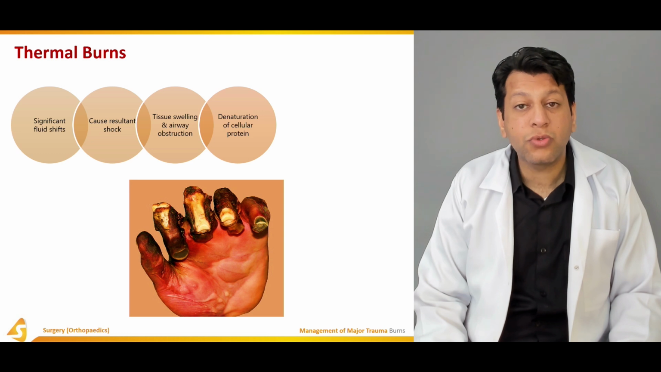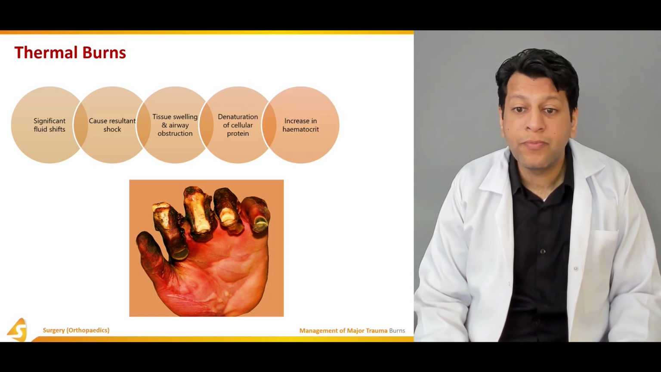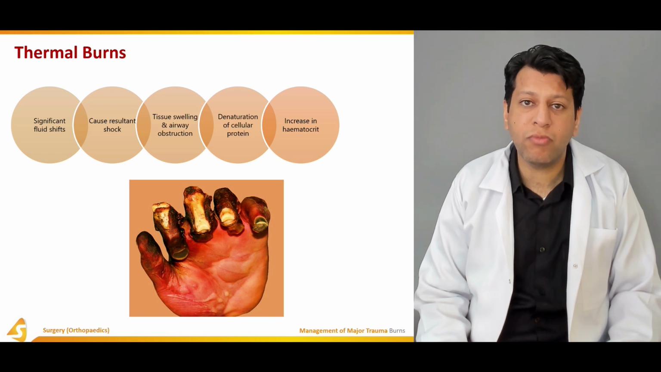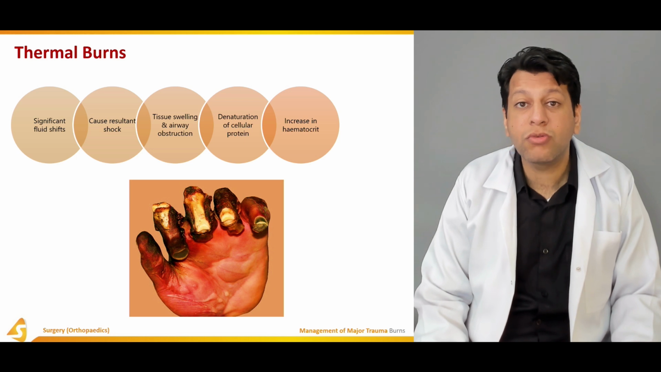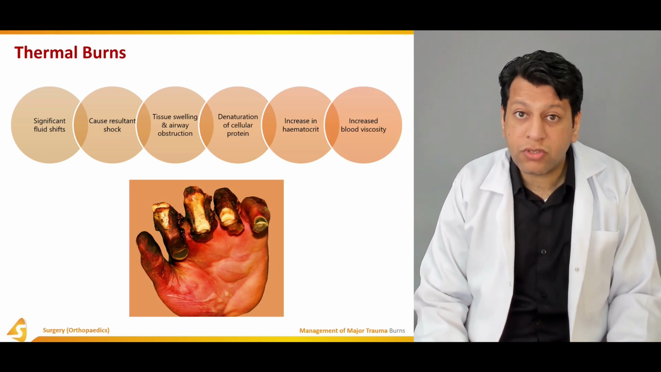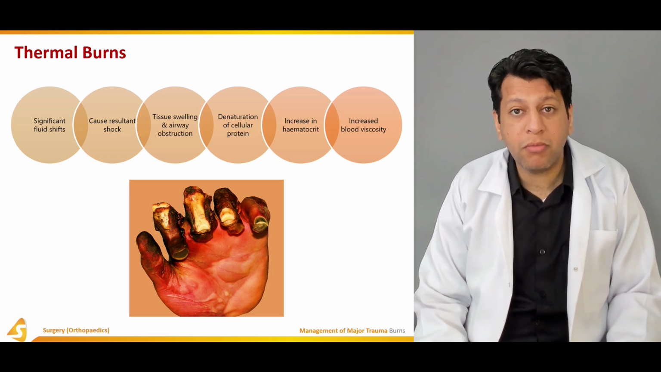This is usually associated with denaturation of cellular proteins due to the burns, which may cause coagulative necrosis. And then, as there is relative hypovolemia, the fluid part is decreased and red blood cells increase. So there is a relative increase in hematocrit associated with increased blood viscosity. But this may be associated with profound hypovolemia and shock.